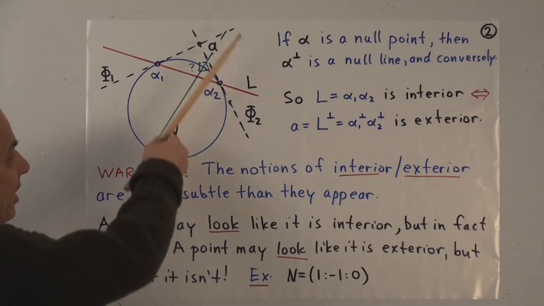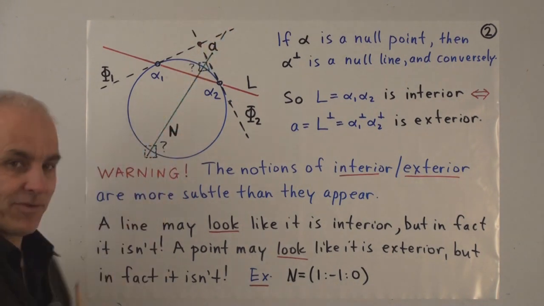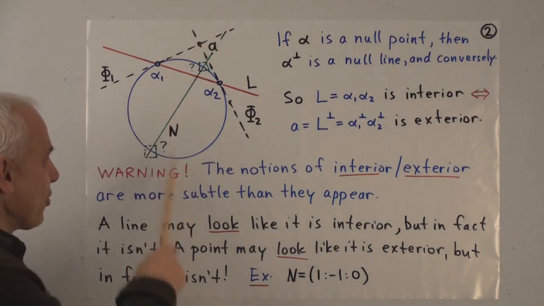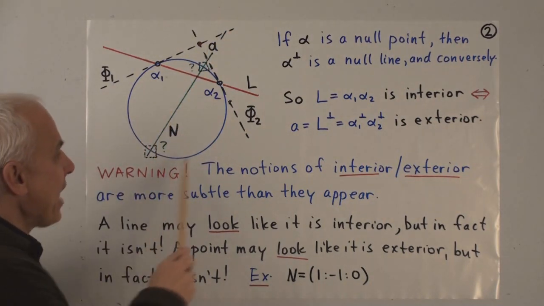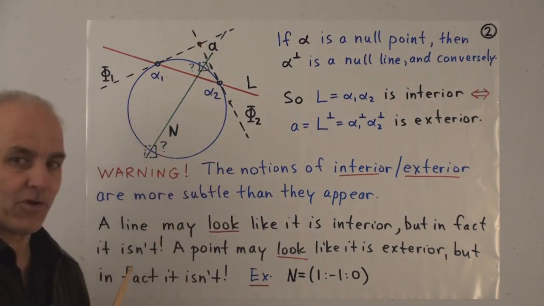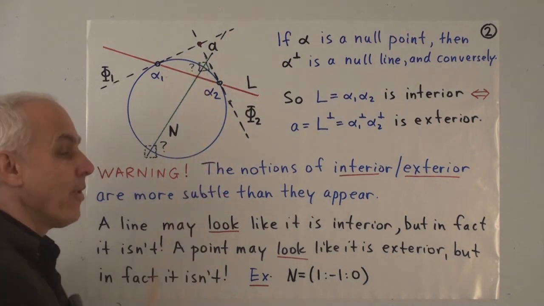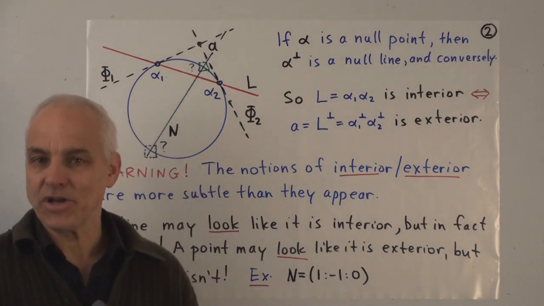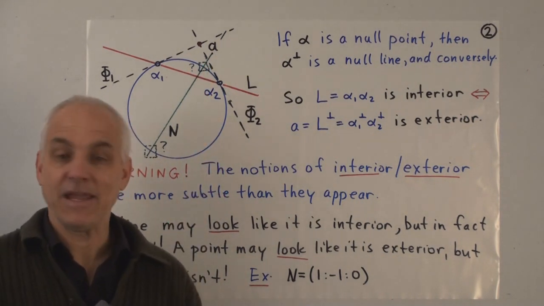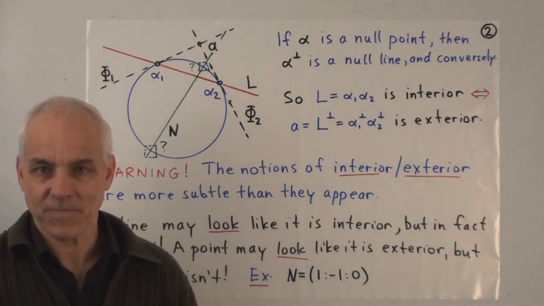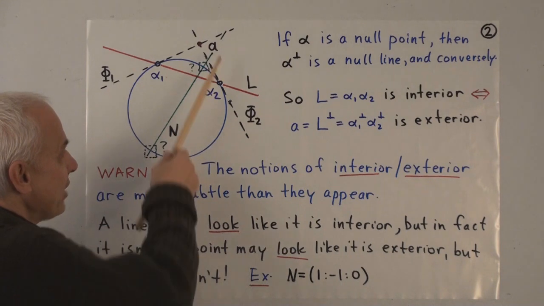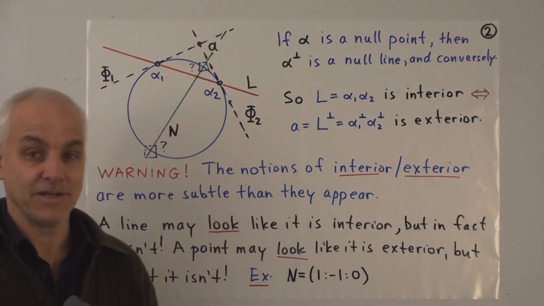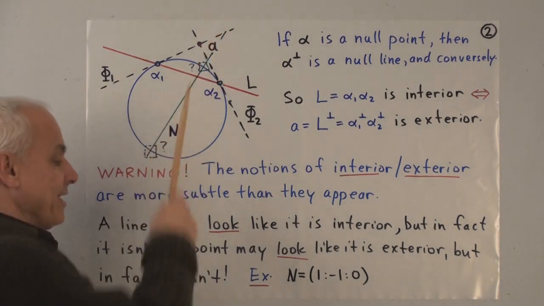For example, the line y equals x in the usual coordinate system does not actually meet the null circle because square root of 2 is not a rational number. So it's not included in our geometry. So this line here in fact doesn't meet the circle, and so it is not an interior line, even though it certainly looks like it is.